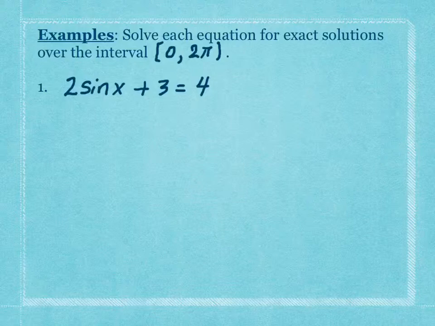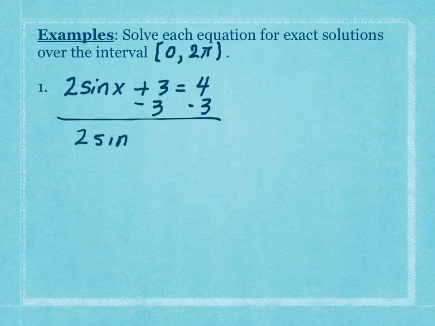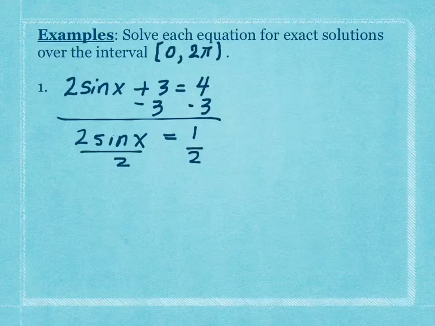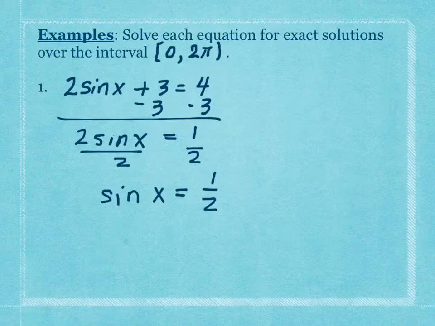So the first thing I should do is what? Subtracting 3 sounds like a good first step. So now I have 2 sine x equals what? 1. Then what? Divide by 2. You bet. So now I have sine x equals 1/2.